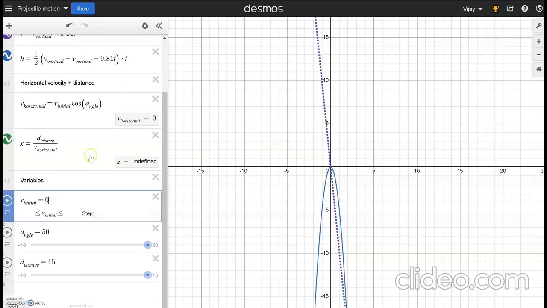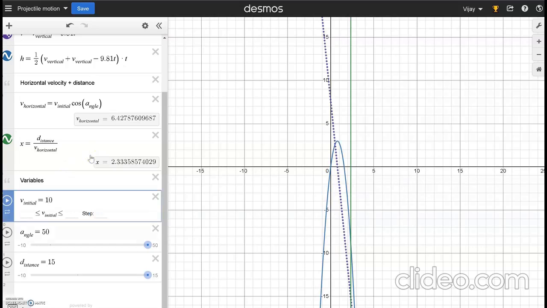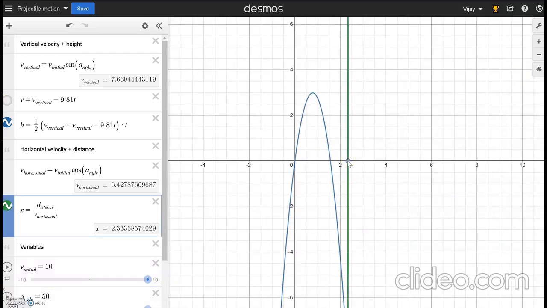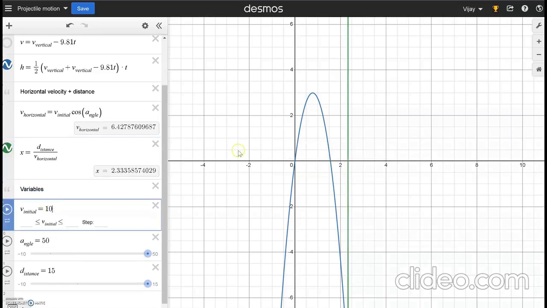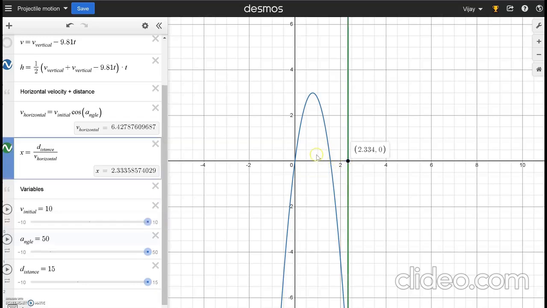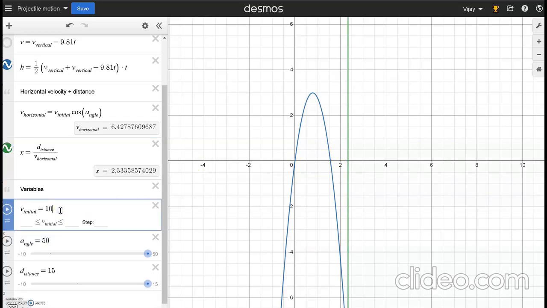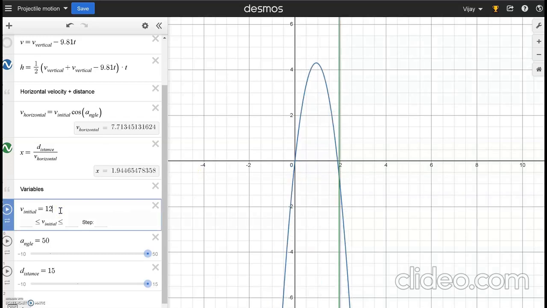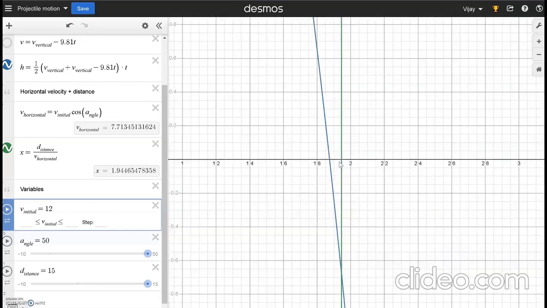So let's try to first plug in maybe 10 meters per second as our velocity. Now let me take out this velocity line just so it becomes clearer. We see that the green line is a bit ahead of the blue line. That tells us that with the velocity we have right now, 10 meters per second, the projectile, the cannonball, will fall short of the target. It will hit the ground before it actually reaches the horizontal distance of the target. So that means we have to increase the velocity. Let's increase it to 11. Let's try 12, 13. Okay, so 12 looks like the closest whole number that we can get.